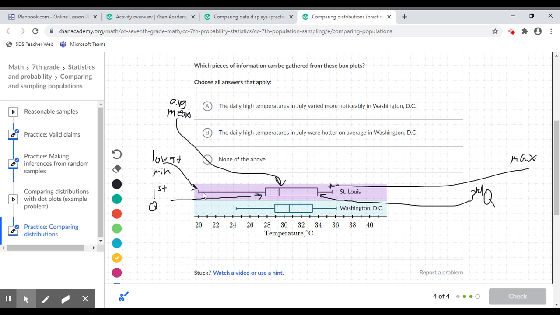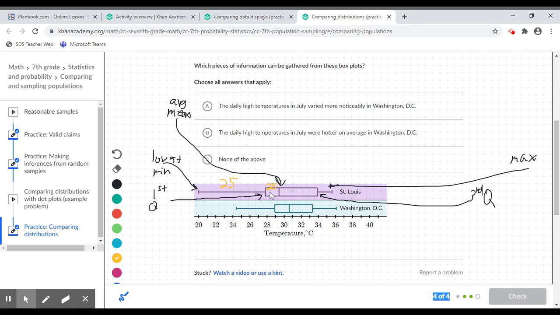We say that because if there were 100 days that they gathered here for this information, I'm just making up the number 100, there would be 25 days that ranged between 20 and 28. There would be another 25 days in here, another 25 days here, and another 25 days here. Notice the data can be spread out over the same course of time, right? So over these 25 days in my scenario, the temperatures range from 20 to 28.